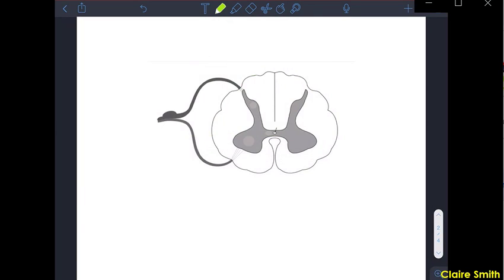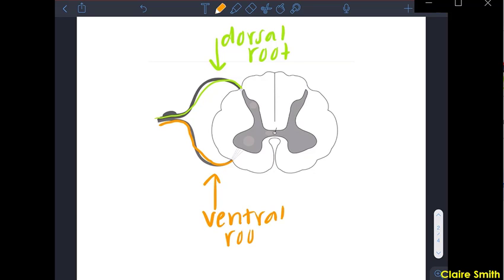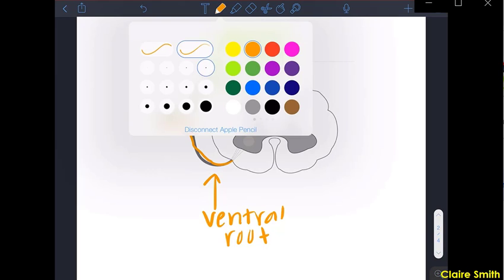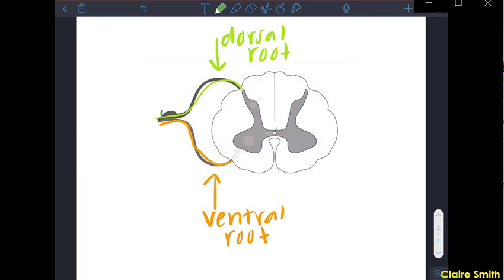Okay, so besides those main features, we have leaving the spinal cord, those two little noodle-looking guys. Those are going to be called roots, right? So we have one coming in the back side. That's going to be called the dorsal root. And then we have one leaving the front side in orange there. That would be the ventral root. We'll talk about what type of information these carry when we talk about the reflex arc. But those noodles leaving, dorsal root and ventral root.